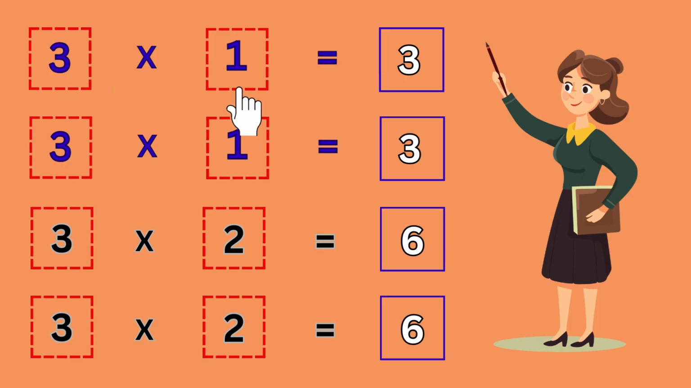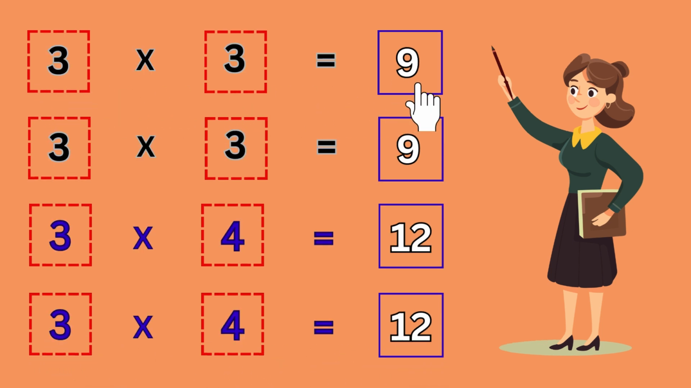Let's begin multiplication table for 3. 3 ones are 3, 3 twos are 6, 3 threes are 9.